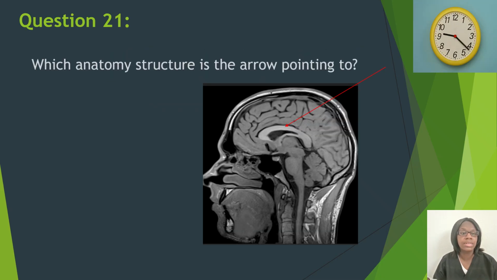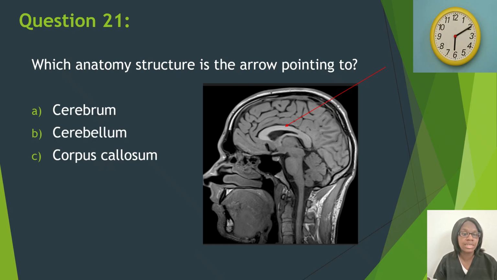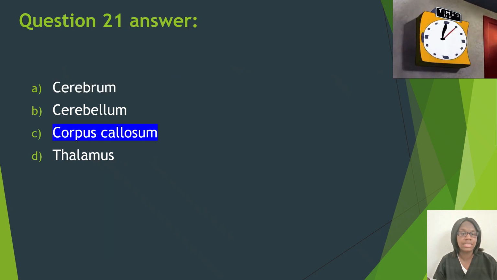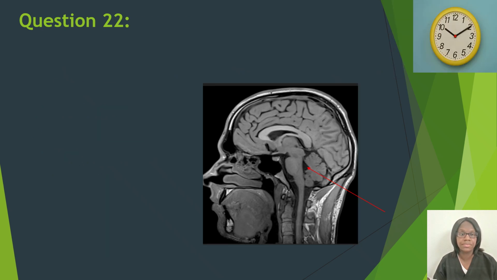Question 21. Which anatomy structure is the arrow pointing to? A, cerebrum. B, cerebellum. C, corpus callosum. Or D, thalamus. All right, the correct answer is C, corpus callosum.